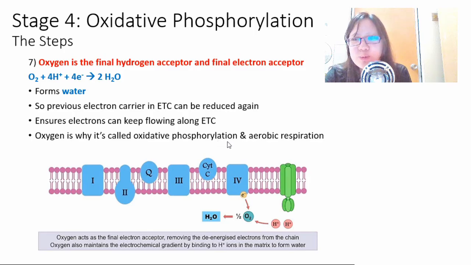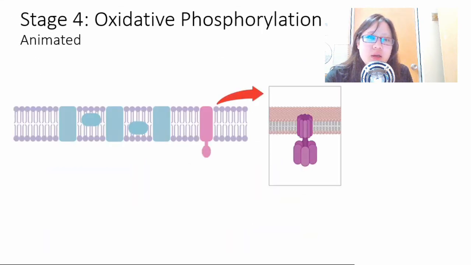Oxygen is also why it's called oxidative phosphorylation. Maybe there are two sides to this. One is oxygen because it's so oxidative, and also the fact that NAD and FAD are oxidized during this process in the first step as well.